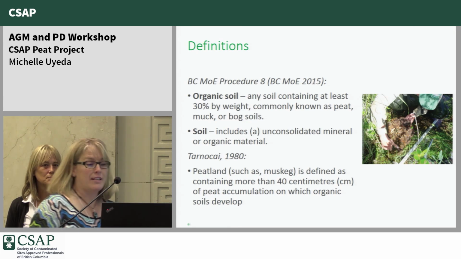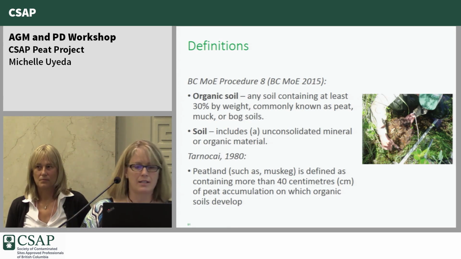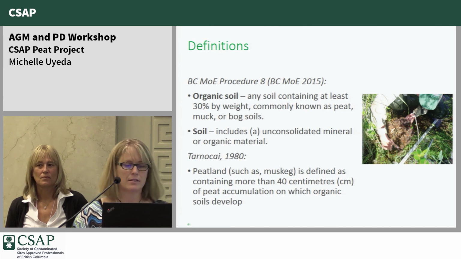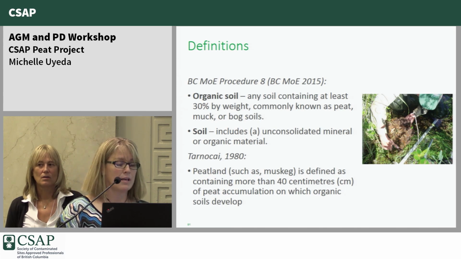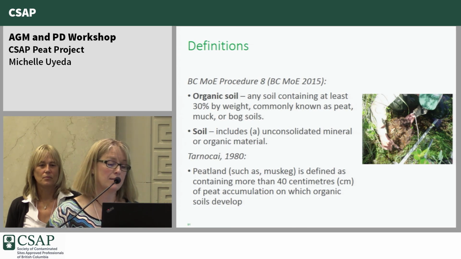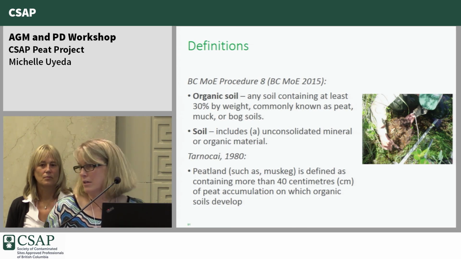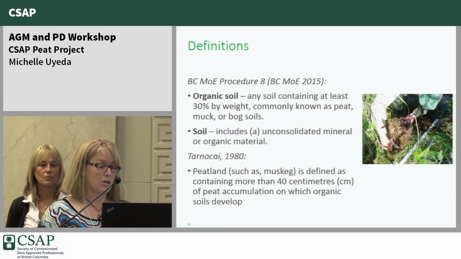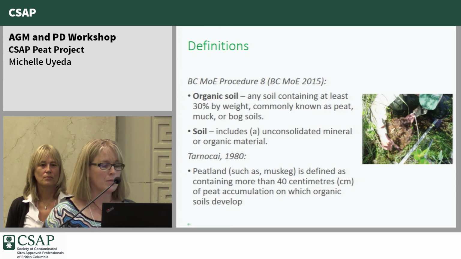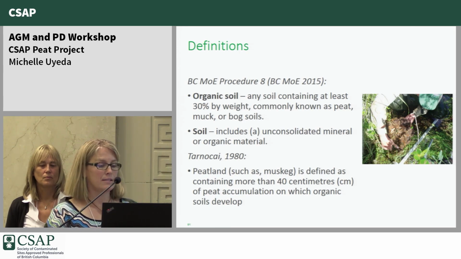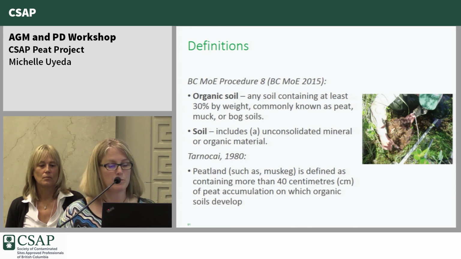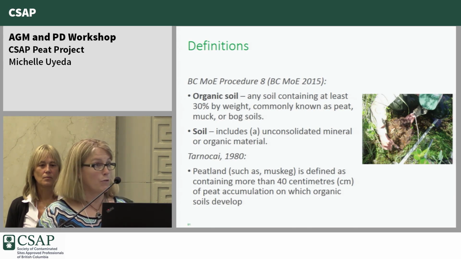All right, so in regards to definitions, the BC MOE Procedure 8 has a definition for organic soils. It's soils containing at least 30% organic matter by weight, commonly known as peat, muck or bog soils. And soils are defined, one of the definitions is to include unconsolidated materials or organic material. Tarnocai, who's a peat specialist in Canada, defined peatland, such as muskeg, which is quite common up in northeast BC, as containing more than 40 centimeters of peat accumulation on which organic soils develop.